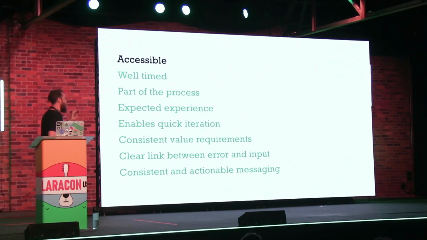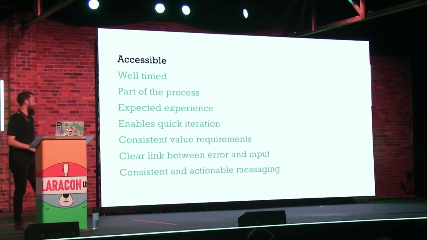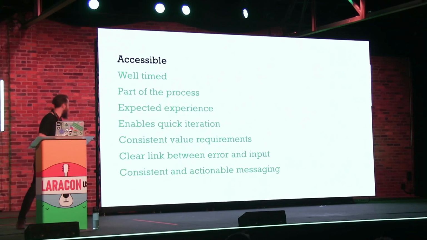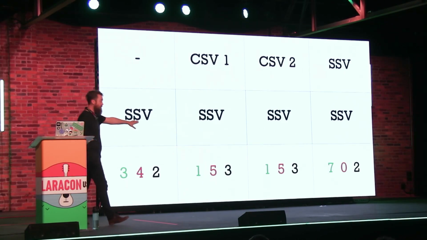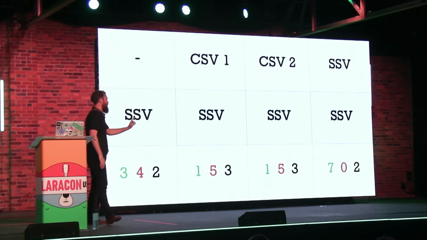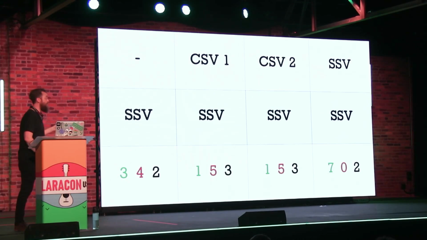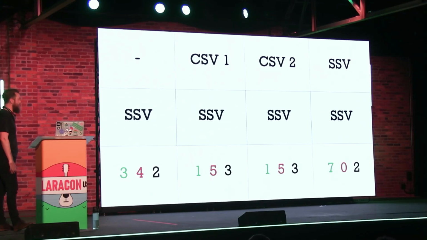It enables quick iteration. I was able to fix up that username to something more unique. Consistent requirements, because it's all powered by Laravel on the back end, clear link, consistent and actionable messaging. It's all green. We like that. Well, except for accessibility. Do that yourselves. Cool. 7 positives, 0 negatives, 2 do-it-yourselves. That's feeling pretty good. Very happy with this.